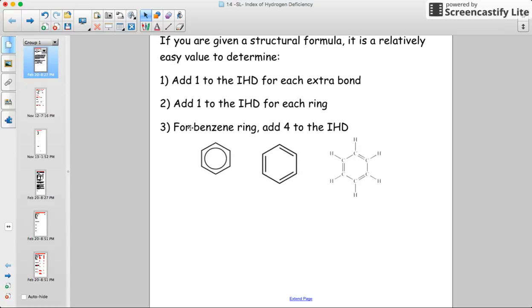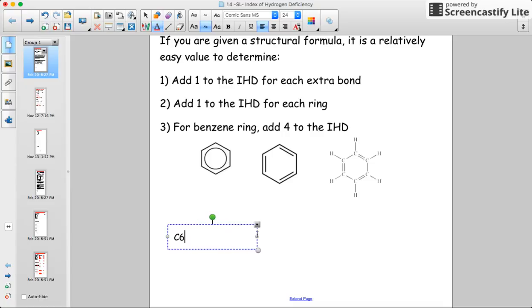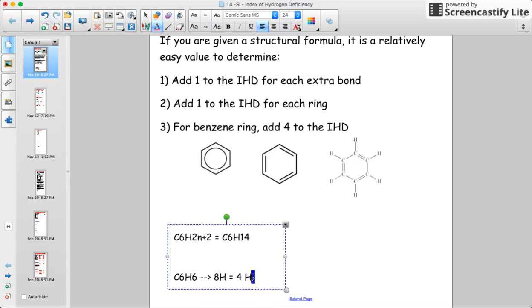And if you think about it, C6, if it were going to be fully saturated, it would be an alkane. And alkanes are fully saturated. So 2N plus 2, if you have 6 carbons, you should have 14 hydrogens to be fully saturated. Well, benzene is C6H6. That means it's missing 8 hydrogens. So 8 H's is equivalent to 4 H2 molecules, which is what the IHD value refers to. How many H2 molecules would it take to turn this thing into the fully saturated, non-cyclic alkane version of itself?